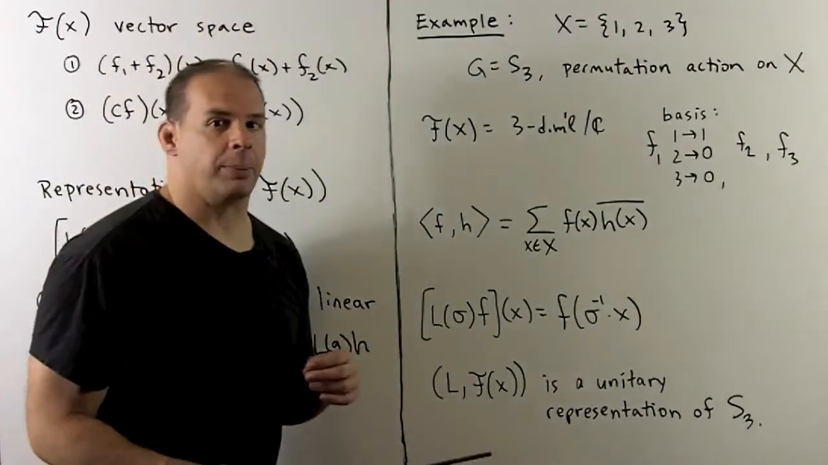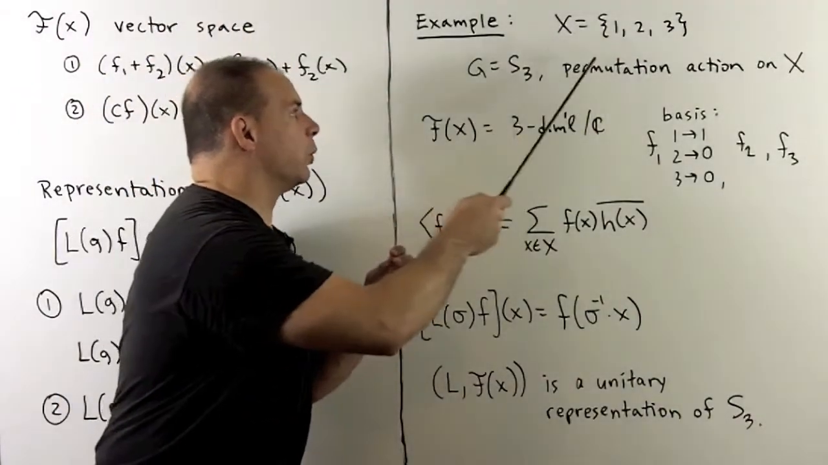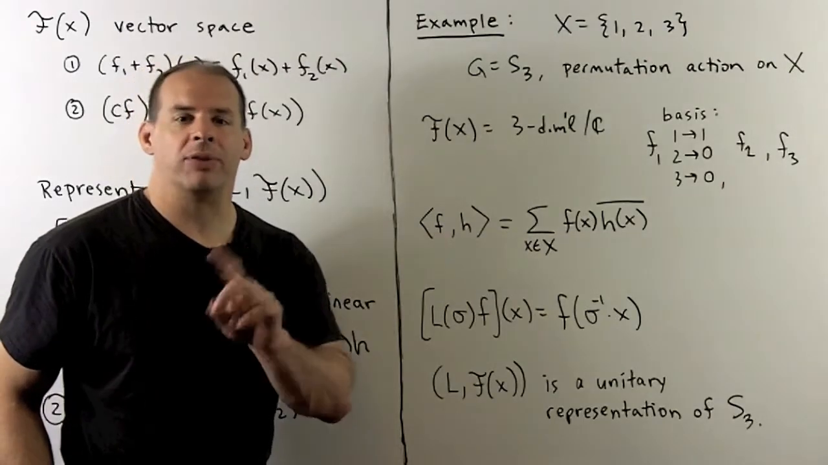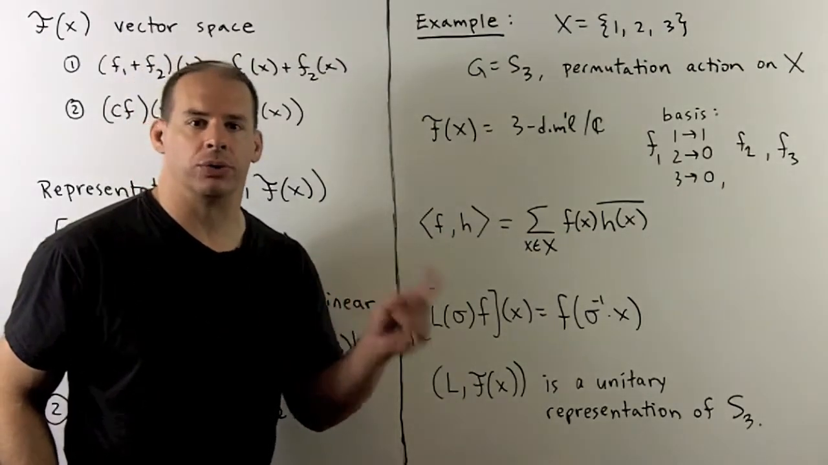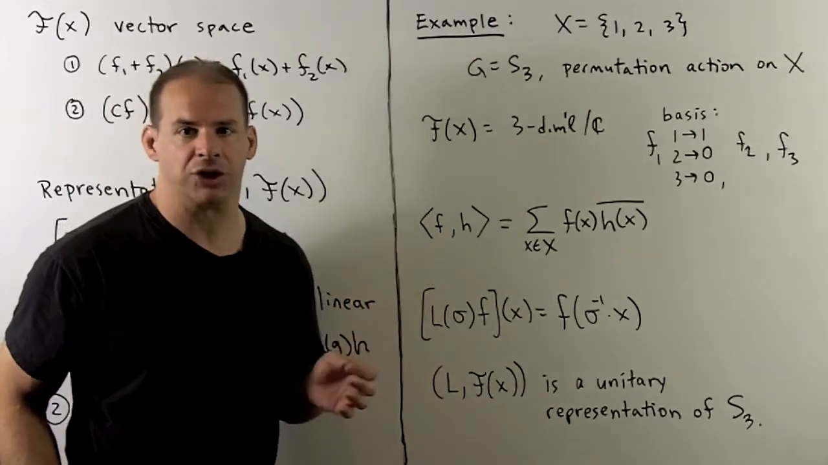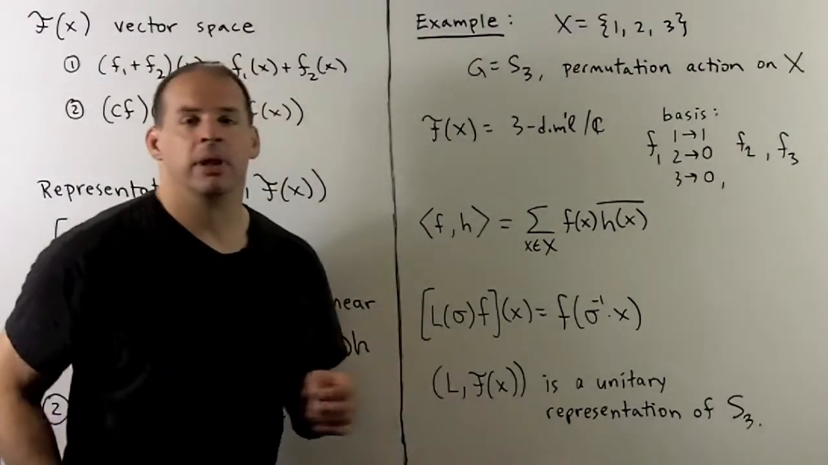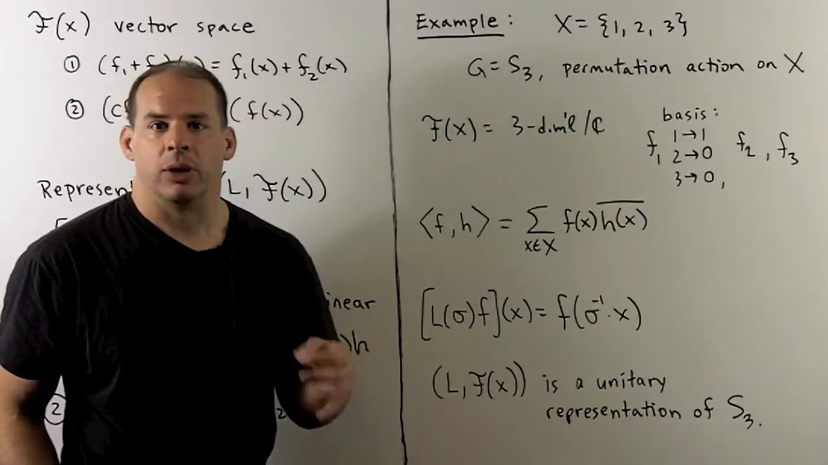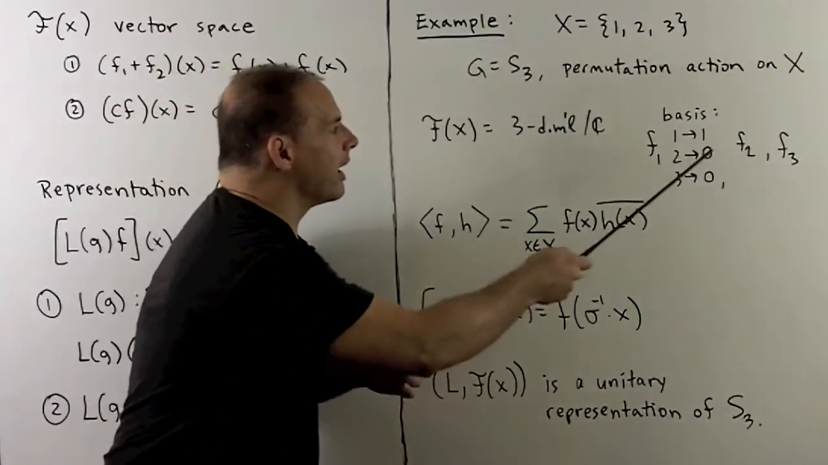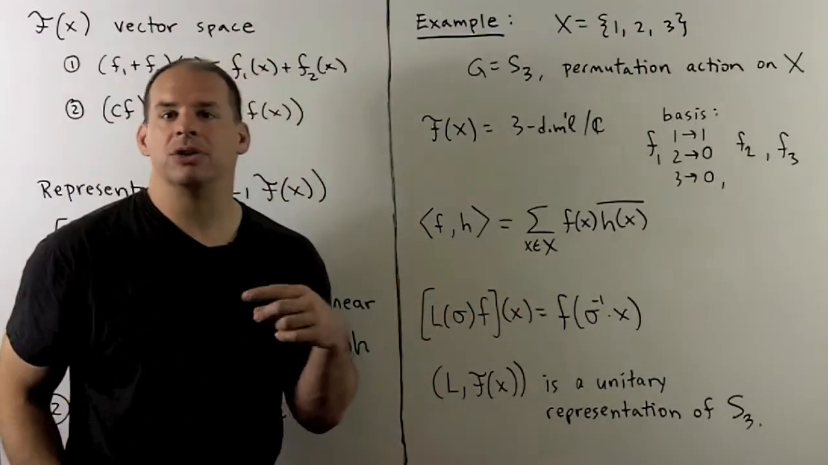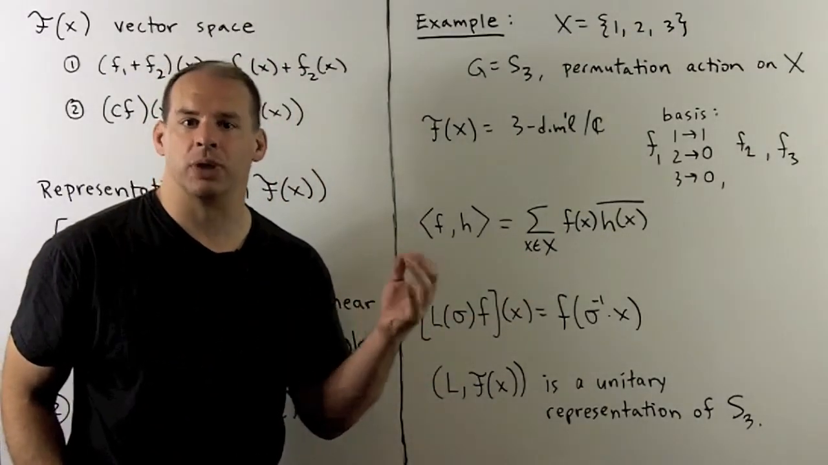For a concrete example, let X be equal to {1, 2, 3}. I'll let our group be S3. We'll have the permutation action on {1, 2, 3}, so the usual action. Now the space of functions on X is going to be three-dimensional. We'll have a basis F1, F2, and F3. For instance, F1 sends 1 to 1, 2 and 3 to 0, and the others do likewise.